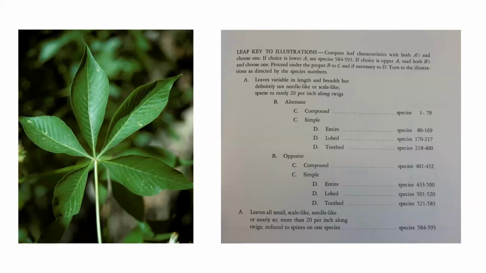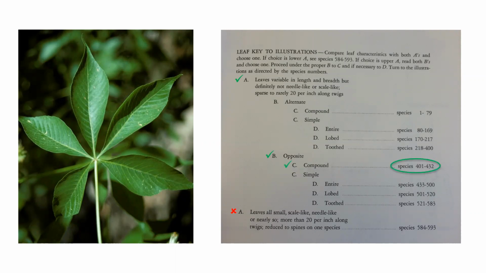So we're going to use this key to identify the tree pictured on the left-hand side of the slide. We'll work through the key starting with point A on that key. As we read A, again, this is a dichotomous key, so we'll read both questions. Leaves variable in length and breadth, but definitely not needle-like or scale-like. We compare that to leaves are small, scale-like. We know they're not scale-like or needle-like, so we already cross that out and go with A. Then we go to step B.